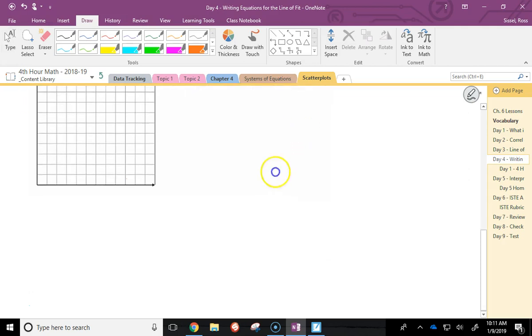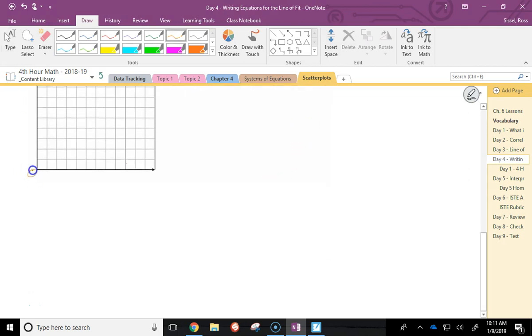So for my x, here's 0. I'm going to go by 2s. So this is 2, 4, 6, 8, 10, 12, 14, 16, 18, 20, 22, 24. And it actually is pretty good if we go a little more, because this will let us make interpretations.